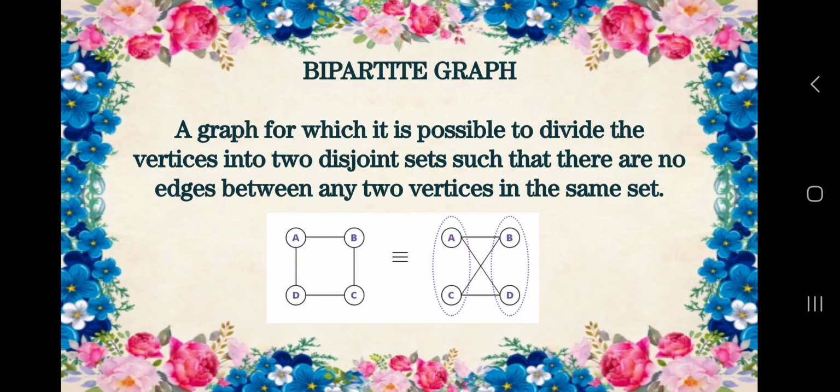Next is the bipartite graph. It is a graph for which it is possible to divide the vertices into two disjoint sets such that there are no edges between any two vertices in the same set. So the example is shown. A, C and B, D are not connected.